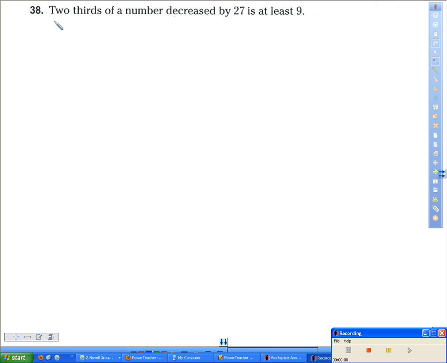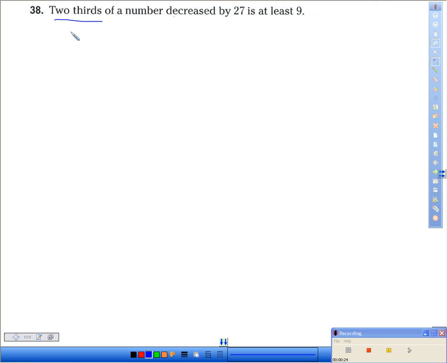Number 38 says 2/3, so I'm going to write out the number 2/3. Anytime we see the word of, it means to multiply. So 2/3 times a number. Well, we don't know what the number is, so we'll just pick a variable to use. I'll just use n. So 2/3 times n decreased by. Decreased by means that we're going to subtract, so minus. Decreased by 27, so minus 27.